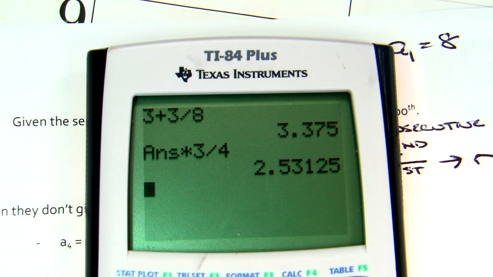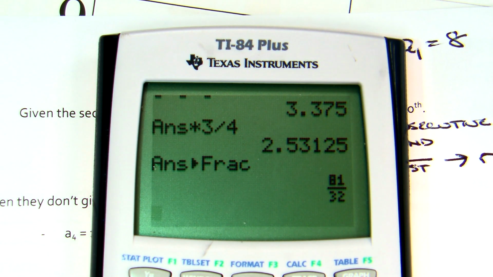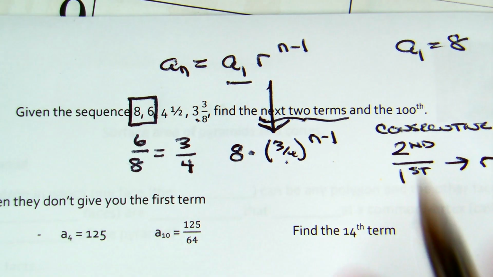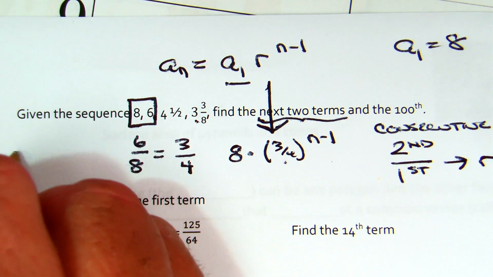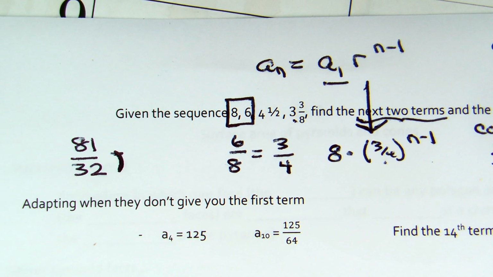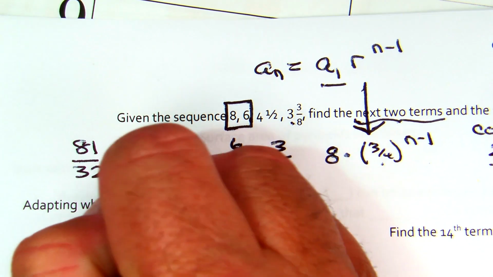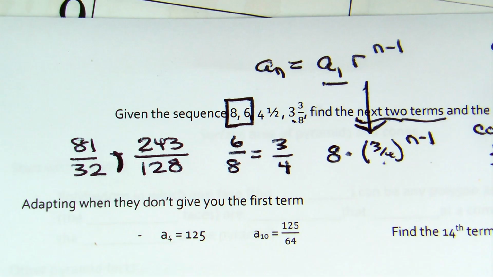If you really want to write out that decimal, okay. But what I would prefer that you do is say math and then what button? 1. And then it'll shoot it out for you, 81 over 32. So the next term is 81 over 32. Now, if I'm multiplying by 3/4, can I just multiply the numerator by 3, the denominator by 4? Yeah. 81 times 3 is 243. 32 times 4 is 128. So that's how we get the next two terms.